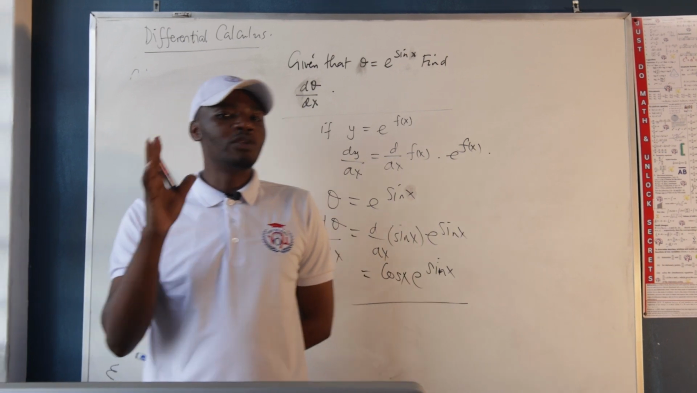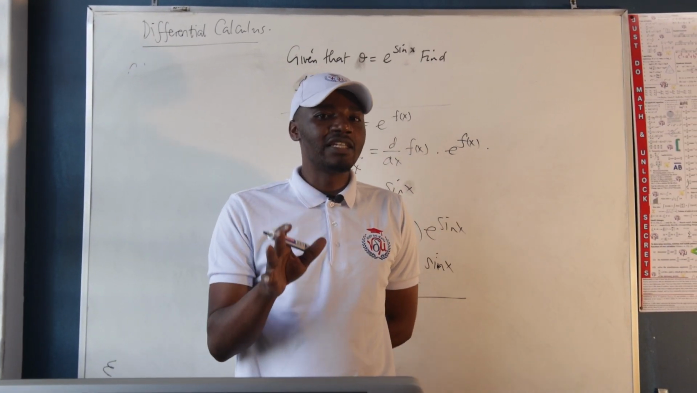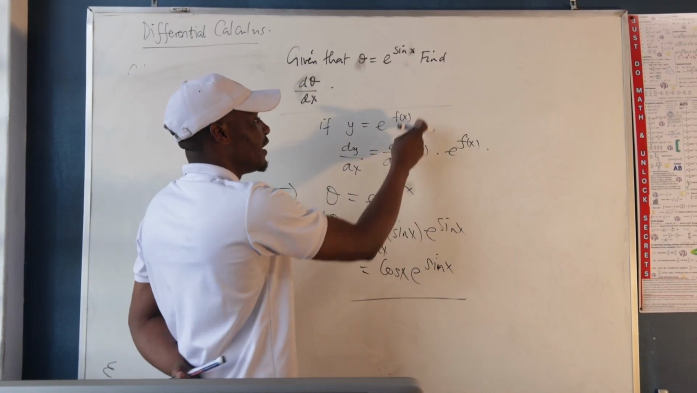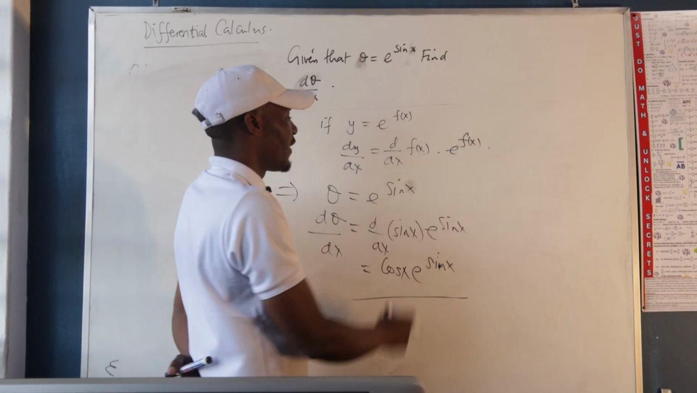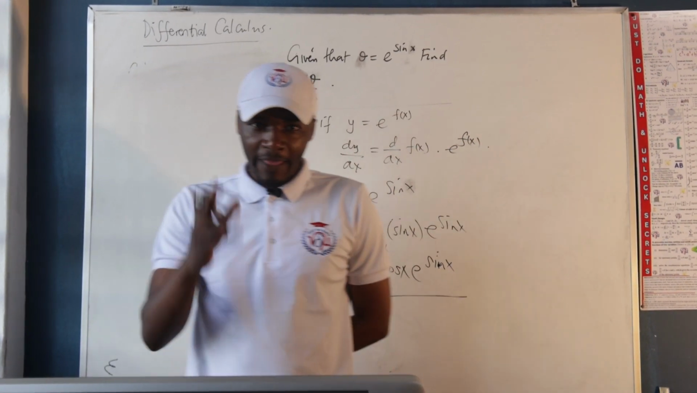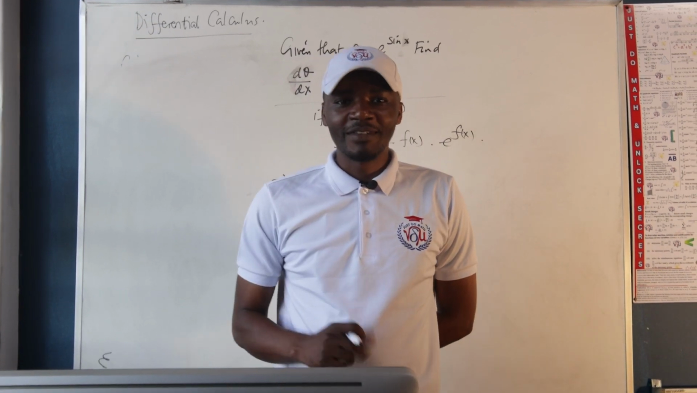That's it. That's all you need to do when it comes to differentiating an exponential function. Simply differentiate the power. After differentiating the power, then you multiply by that function, as you see in this example. Awesome.